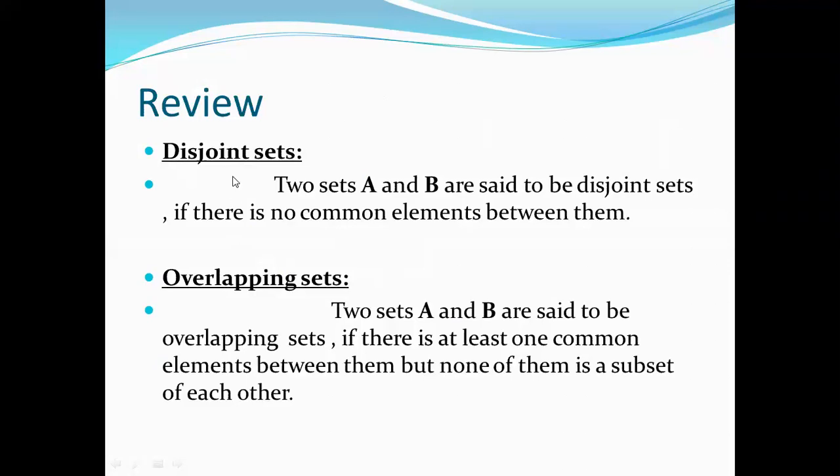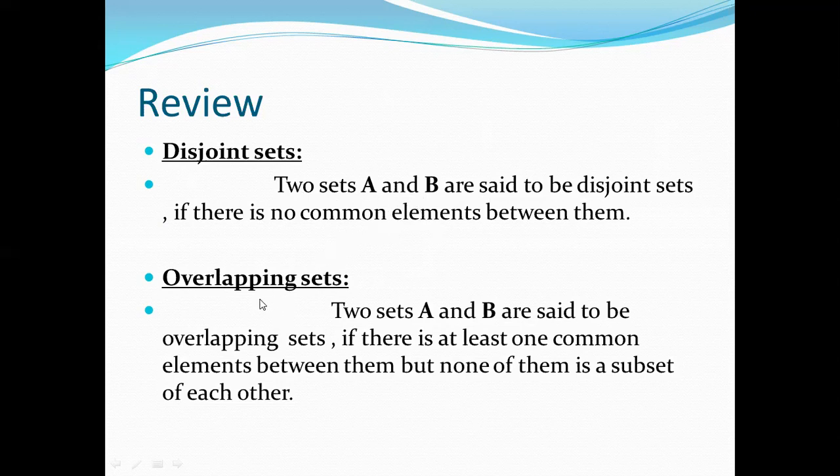Two sets A and B are said to be disjoint if there are no common elements between them. It means that if set A has elements, for example, 1, 2, 3, and set B has elements 4, 5, 6, then sets A and B will be disjoint because there is no common element between them. Both sets have different elements, nothing common. So these sets will be called disjoint sets.